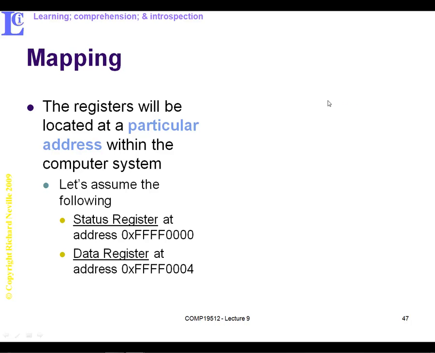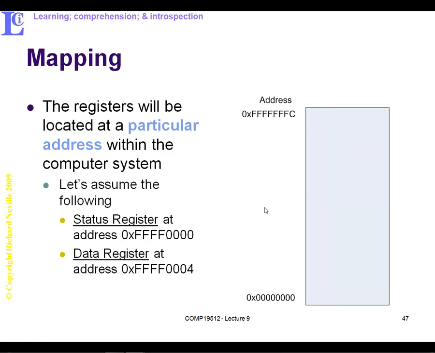So let's visualize it now. Here's a memory map for the whole memory given this number of bits for the address bus. So it goes from this base address up to this address. The locations of these two registers are basically here, which is the status register at this address, and here above it for the data register.